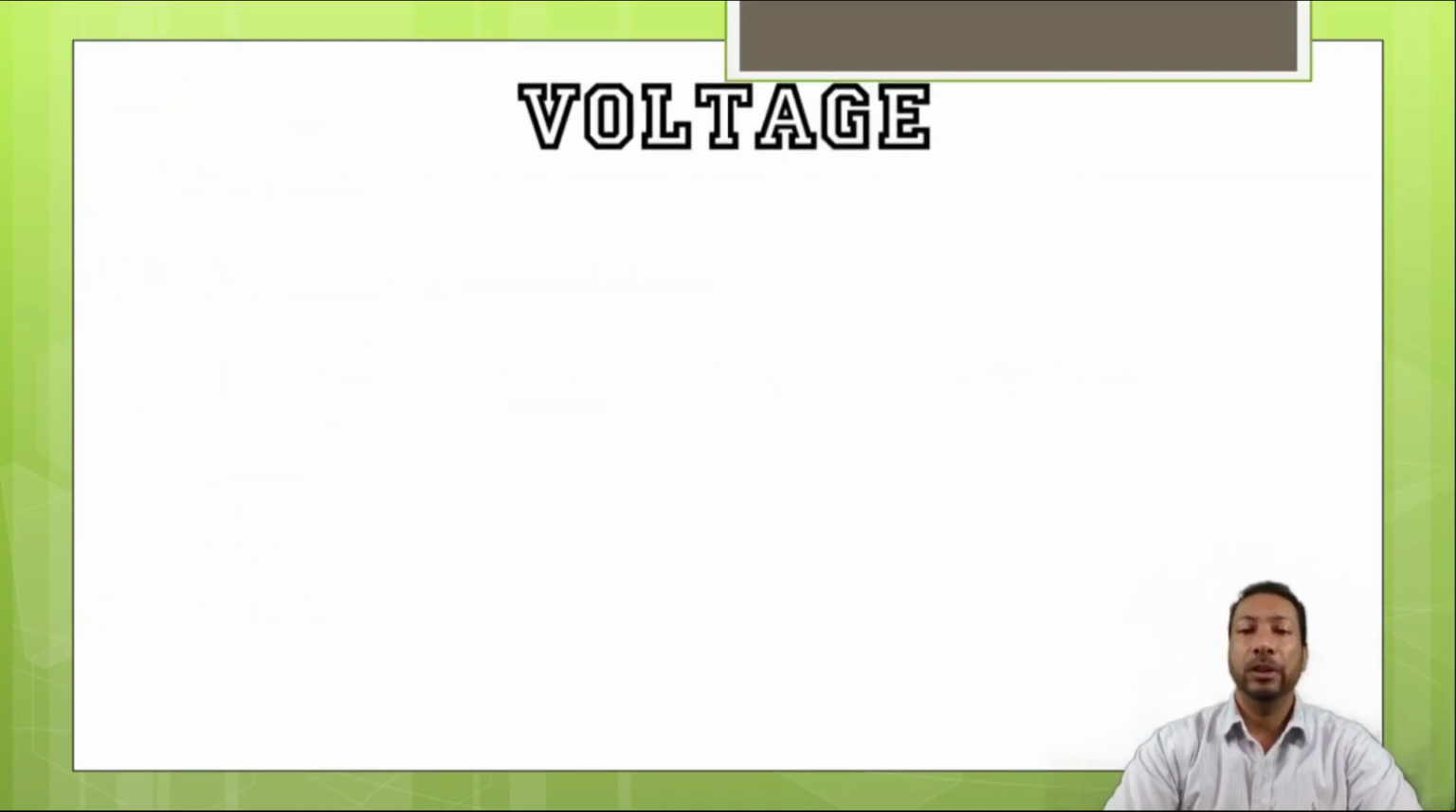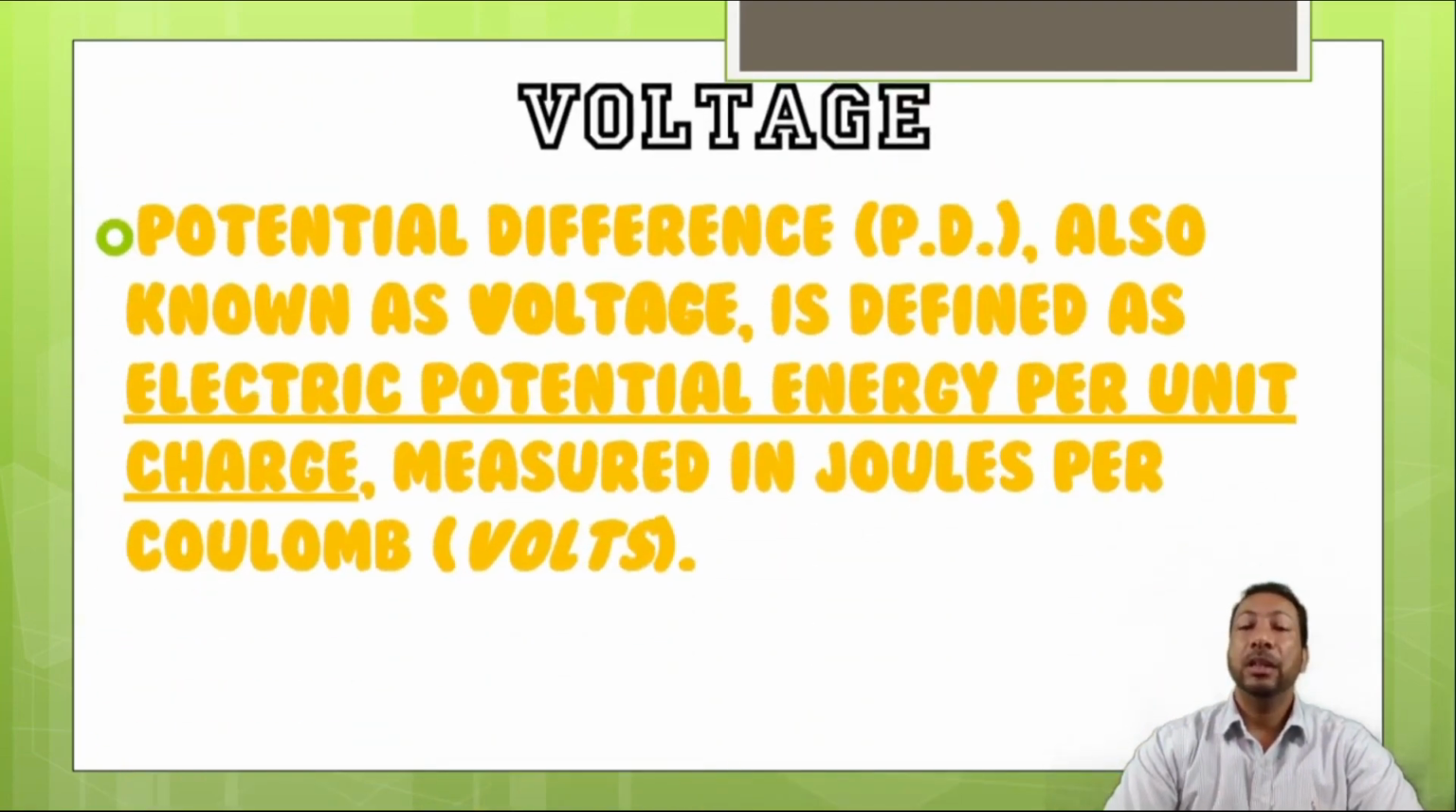Next, we come to voltage. Potential difference, abbreviated PD, also known as voltage, is defined as electric potential energy per unit charge, and it is measured in joules per coulomb, or for short, just volts. What is meant by electric potential energy per unit charge? It means how much energy is put into every little electron. So based on that formal definition, we get our formula. V is equal to E over Q.